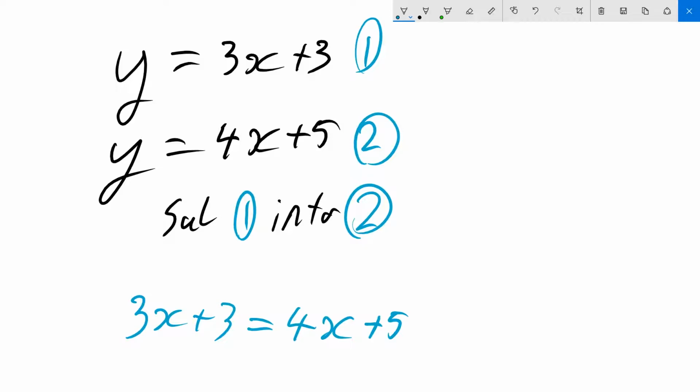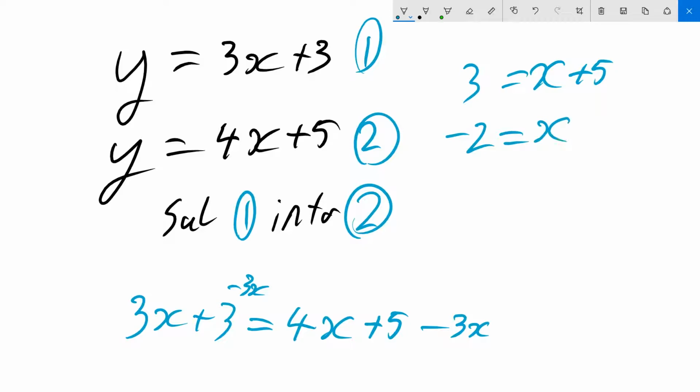So I'm gonna minus 3x on both sides. I'm gonna bring it up over here now. Plus 5 equals 3. Transpose across, negative 2 equals x.